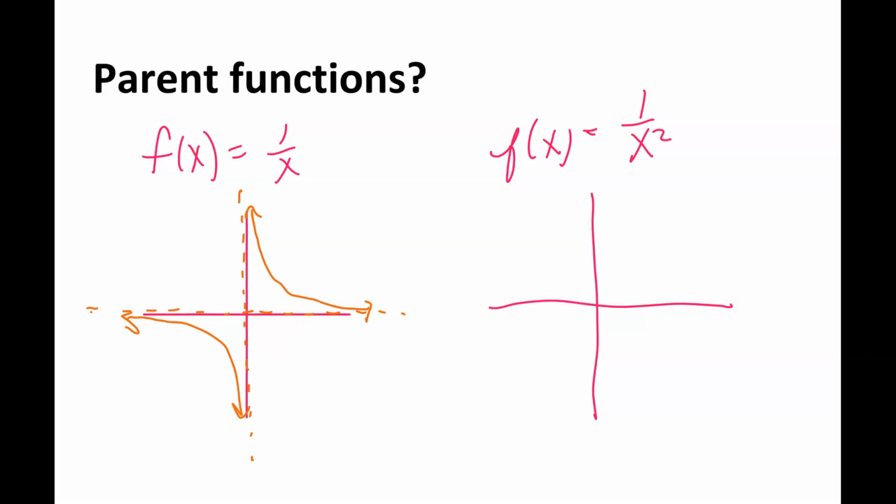If you want good points on this, the points (1, 1) and (-1, -1) are good points. Also, you may remember even and odd functions. This is definitely an odd function, this parent function.